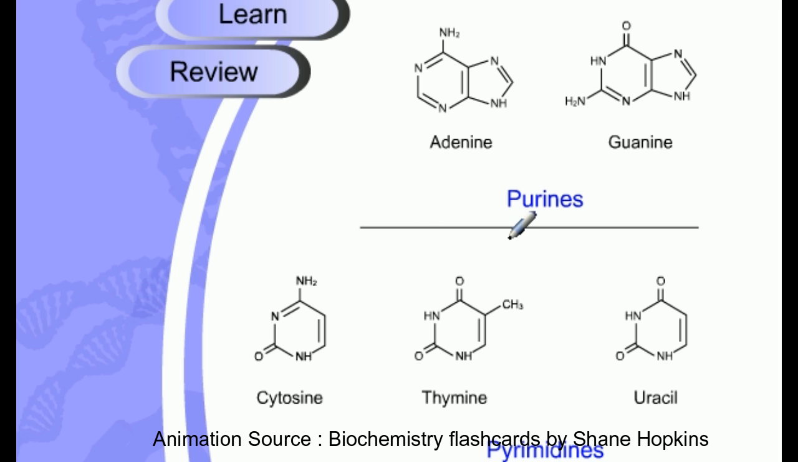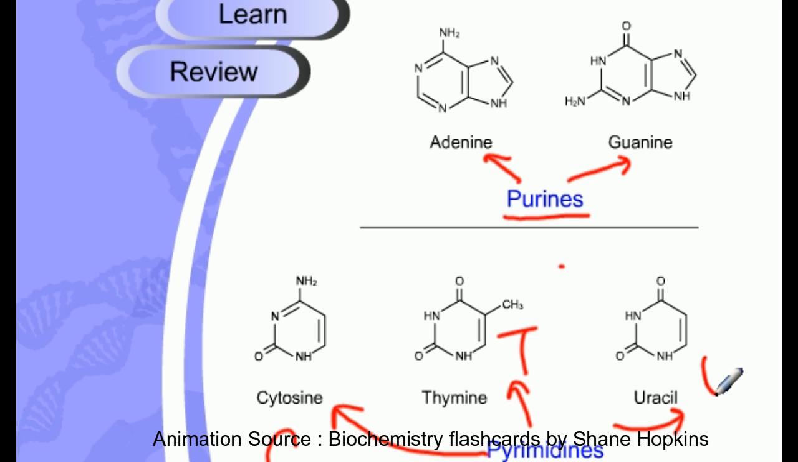Let me take a color here. Two types of bases that we see: purine bases and pyrimidine bases. Purines contain a double ring structure. You see the examples as adenine, guanine. They contain a double ring, while pyrimidines contain a single ring structure, like cytosine designated as C, thymine designated as T, and uracil designated as U. Very simple to remember.